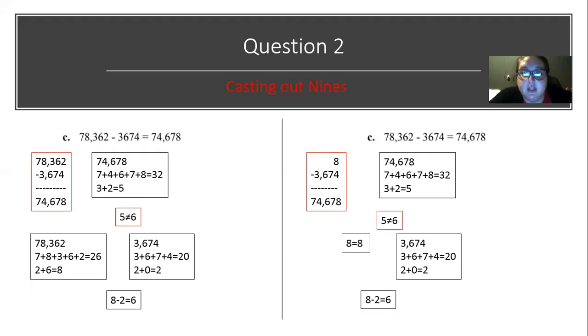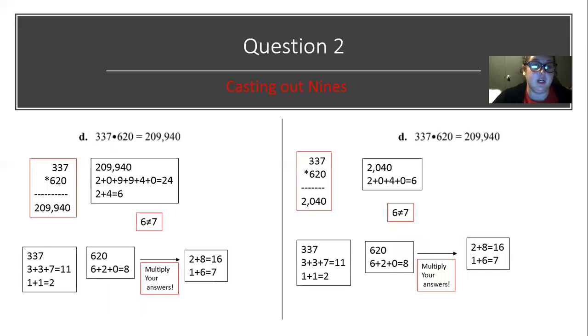So for their total that they gave us, there's nothing that we can take out of it because we don't have 9s or anything that's going to equal 9 in that number. So we're going to do it the same way as we did before. We're going to do the 7 plus the 4 plus the 6 plus the 7 plus the 8. And we're left with 32. So we want that to be a single digit number again. So we're going to do 3 plus 2, which is going to give us 5. And 5 is not equal to 6. So somewhere in this problem, something was wrong.